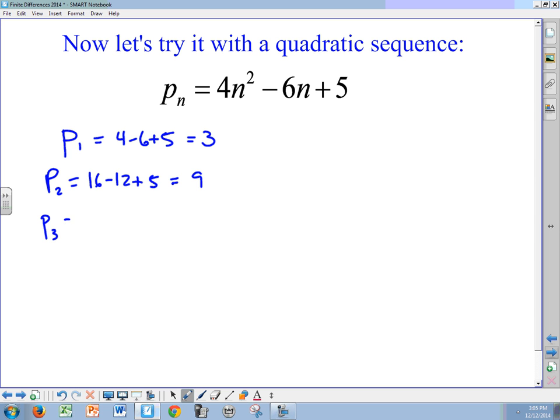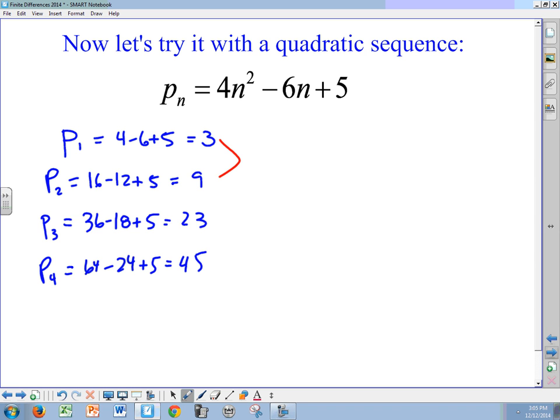P3, I'll just do a couple more of these. That's 36 minus 18 plus 5, or 23. And one more just for fun here. P4 is going to be 64 minus 24 plus 5, or in this case, 45. All right, now let's work out the finite differences for these terms. This is the first four terms of the sequence.